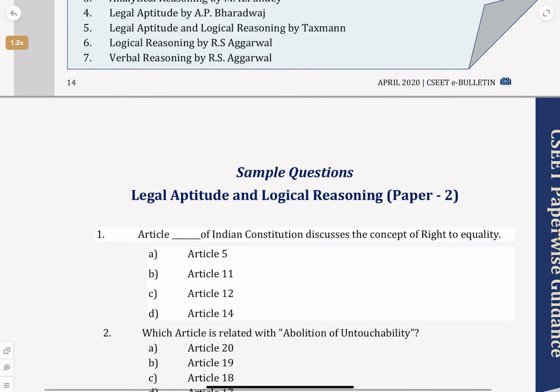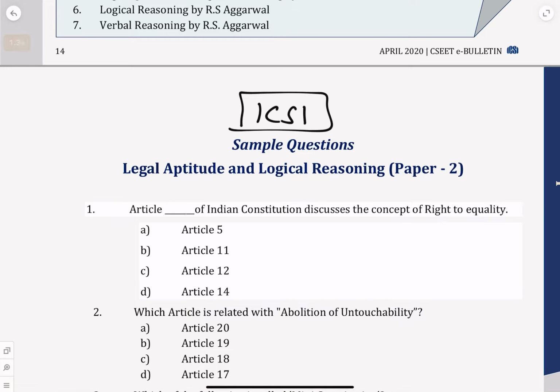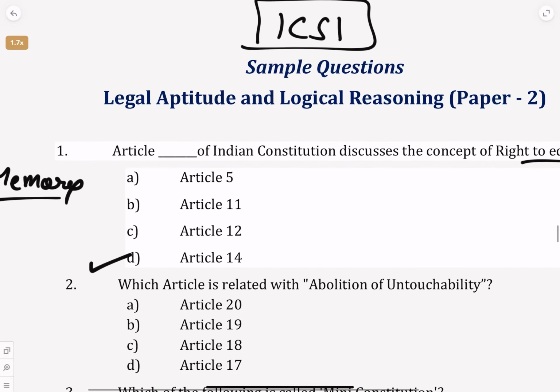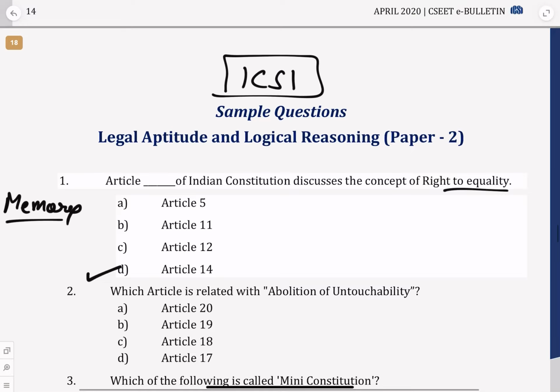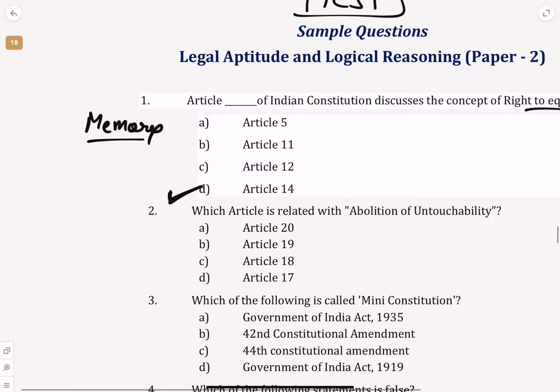These are some of the sample questions given by ICSI in the e-bulletin, and let's analyze. Article dash of the Indian Constitution discusses the right to equality. This is a completely memory based question, and the answer is D. Article 14 is the right to equality. Some articles you have to remember, if not everything. The important articles I've even told you in the class, those you can remember.